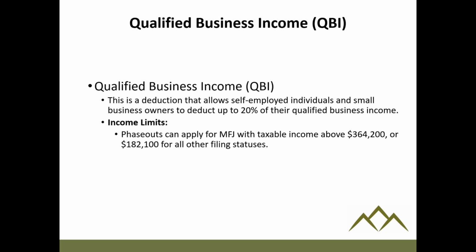So this deduction can potentially start to phase out once you get into certain taxable income categories, which is taxable income before taking into account QBI. If you're married filing joint, that's right around 364,000. Or if you're any other filing status, that's going to be right around 182,000 when phase outs may or may not apply.